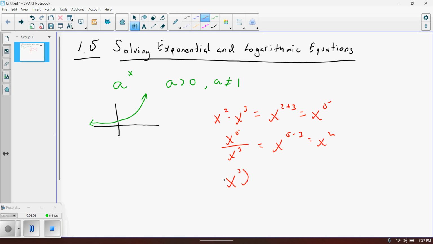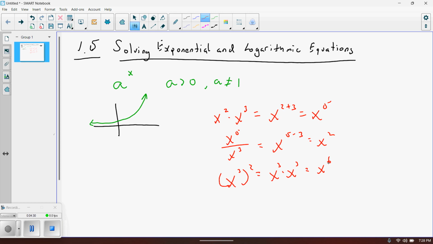And then if you raise a power to a power, for example, x cubed raised to the second power, really what that means is x cubed times x cubed. Then you've got common bases, which you would add the exponents together and you would get x to the sixth. Another way to think of it is when you raise a power to a power, you multiply the powers.